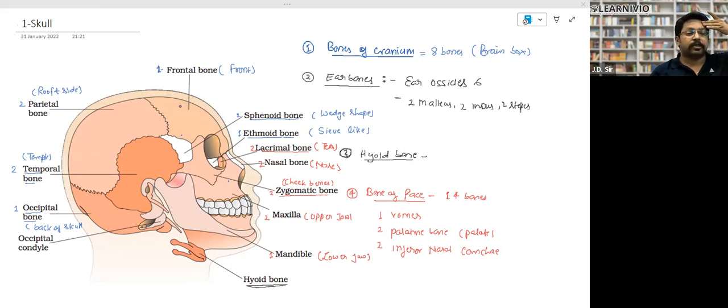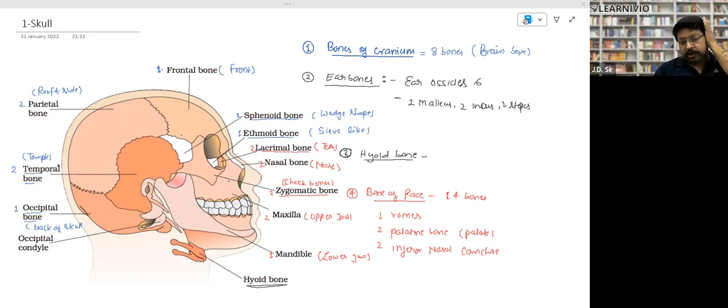You can see there is no joint, right? So this is the single bone. This is the frontal bone. Then there are 2 bones called parietal bones. Parietal means rooftop, right? So look, this rooftop part is made up of 2 bones, and these are called parietal bones. The term parietal itself means roof side.